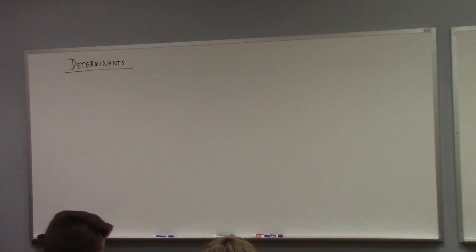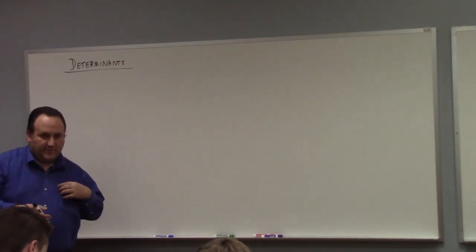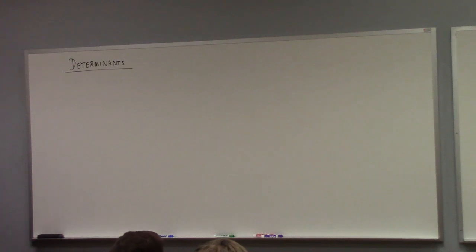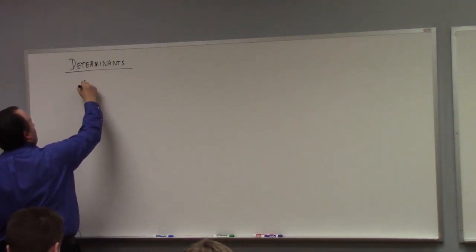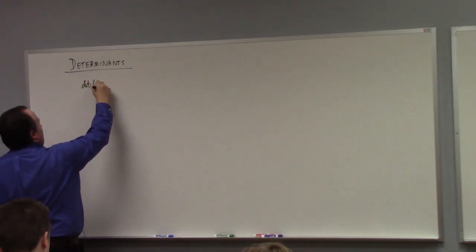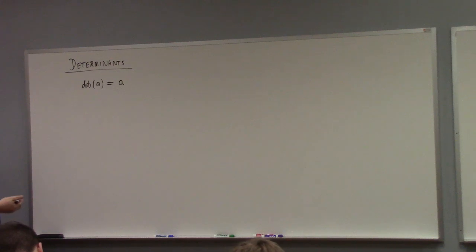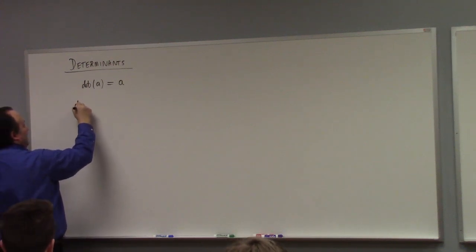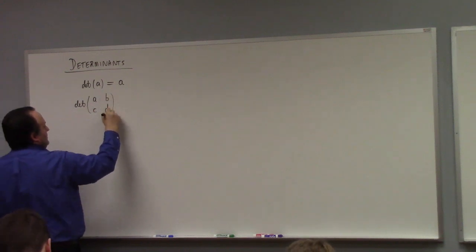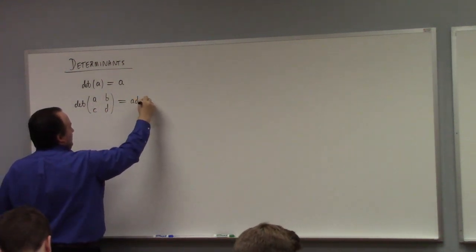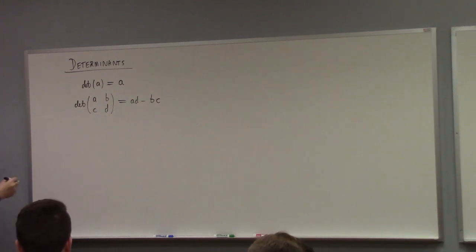So rather than giving you my definition, I'm going to first give you the formulas for the first few cases, all right? So the determinant of a 1-by-1 matrix is just that. The determinant of a 2-by-2 matrix, A, B, C, D, is AD minus BC. We've seen that before, right?